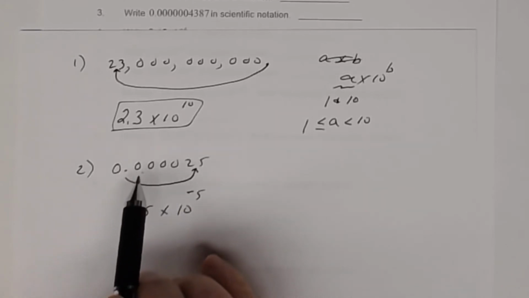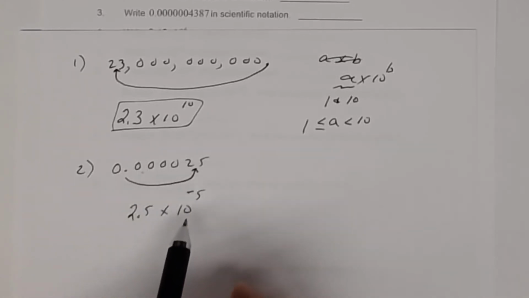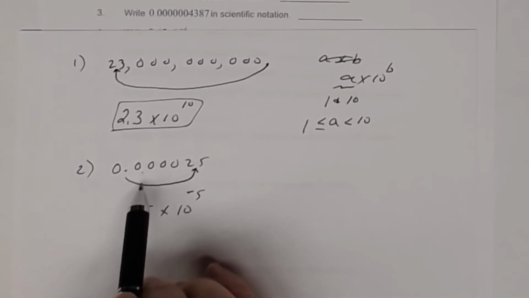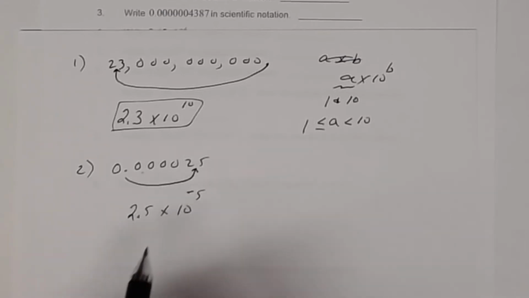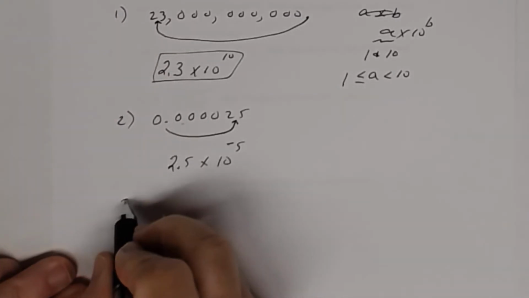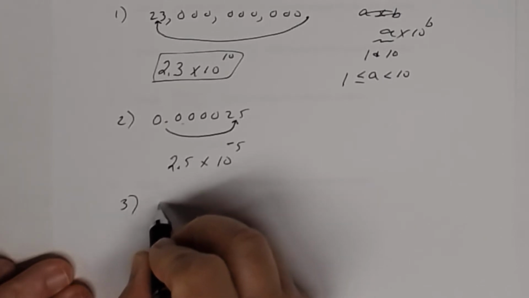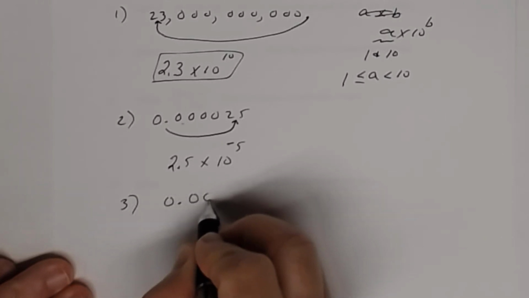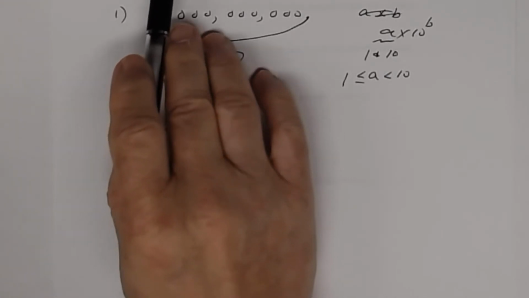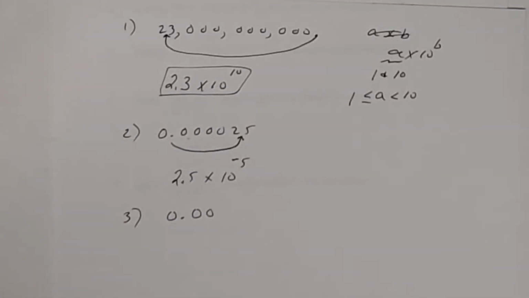Whenever you change a number to scientific notation and you move the decimal point to the right, the exponent must be negative. Number 3 is just like number 2, except you have more digits to deal with. So you have 0.00, let me count the zeros: 1, 2, 3.